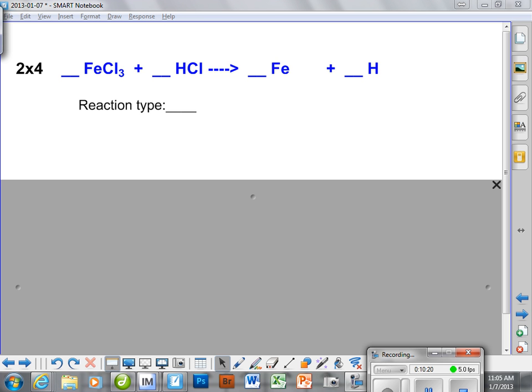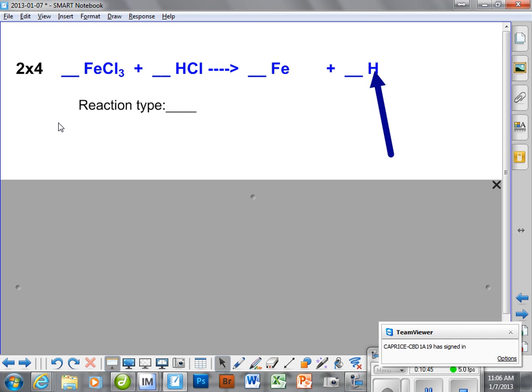Okay, this reaction is chemical 2 with chemical 4, and your chemical 1 was iron 3 chloride again and hydrochloric acid. So that's going to be your reaction. We're taking the iron from here and putting it over here. We're taking the hydrogen from here and putting it over here. Notice we always put the positive ion or the cation first when we go to the other side.